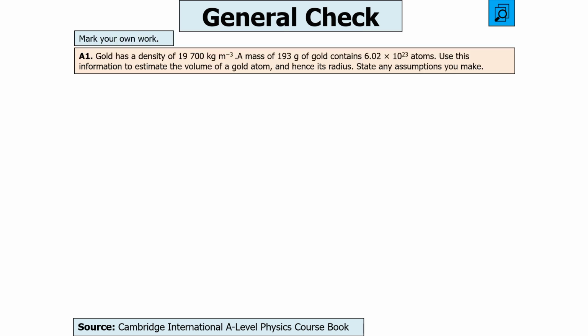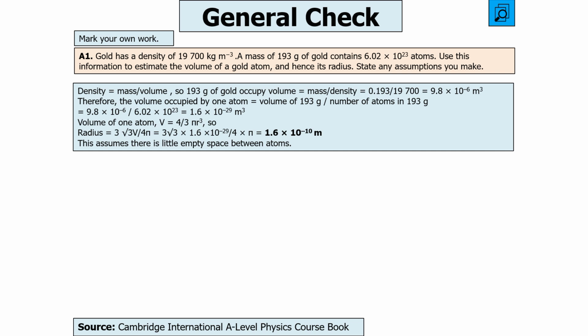Right, in this question, we know that density is mass over volume. So 193 grams of gold occupy a volume of mass over density. So you can work that through to be equal to 9.8 times 10 to the minus 6 meters cubed. Remember, we turned grams into kilograms in this question. So the volume occupied by one atom is the volume of 193 grams divided by the number of atoms in 193 grams. So we can work it through with Avogadro's number, giving 1.6 times 10 to the minus 29 meters cubed.